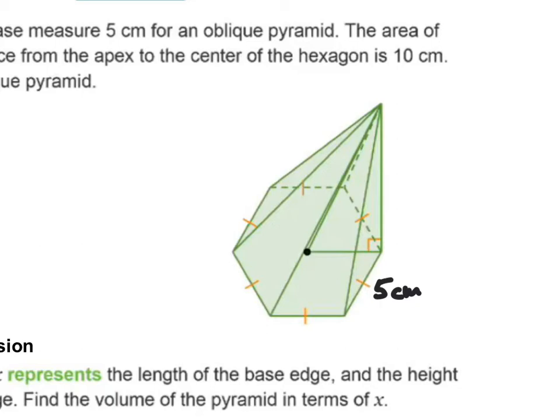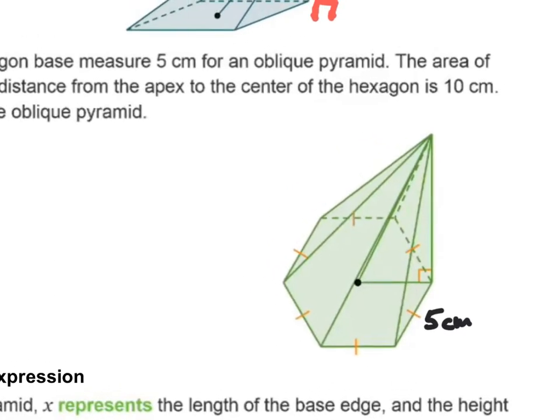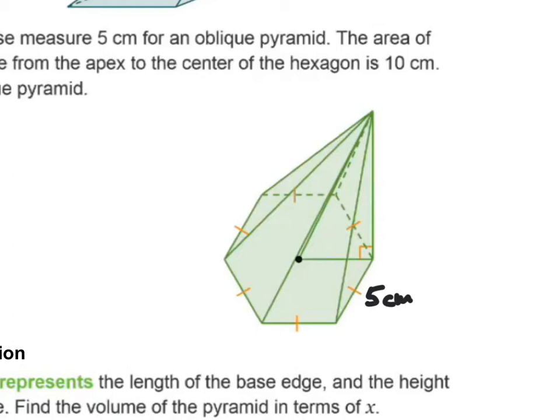Okay, I know that the distance from the apex to the center, this distance here, is 10. All right, so this distance, let me highlight that in red, is 10 centimeters. Okay, now this value over here, this distance that's perpendicular, is your height. So what we need to do is figure out what this measurement is here. We'll call that x.